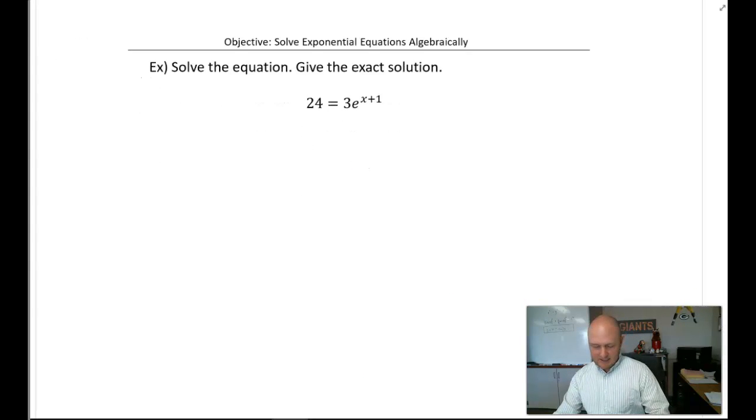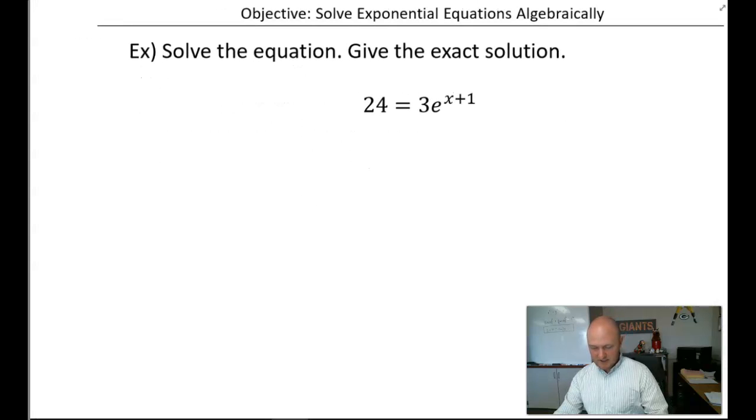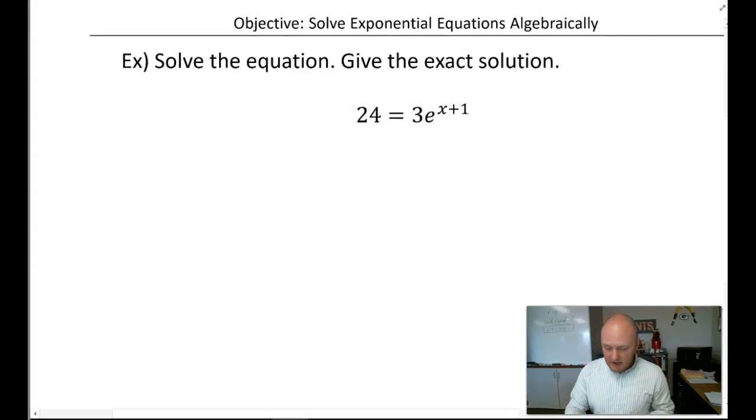Here is the next example. So please go ahead and write this example down. Right away, I want to draw your attention to the exponent. If you see that the exponent has a binomial, there's 2 terms, put parentheses around it. I want to kind of protect that binomial.